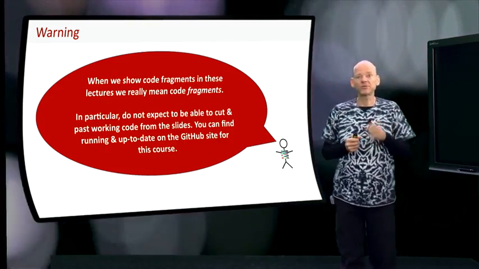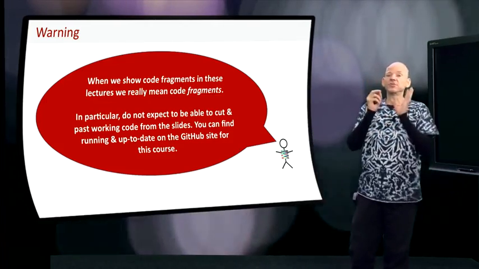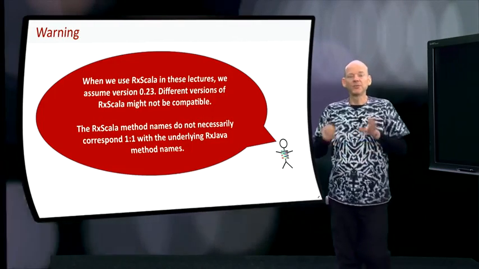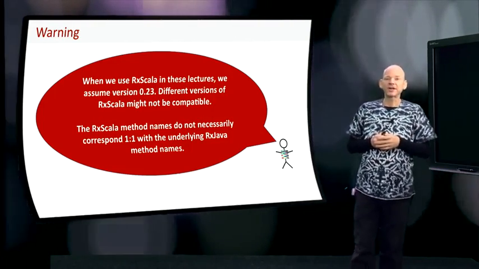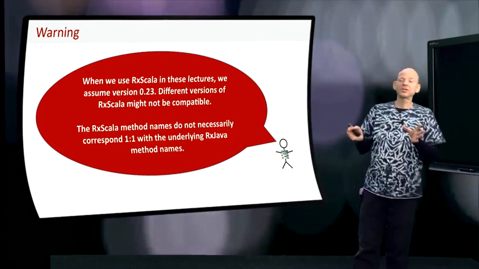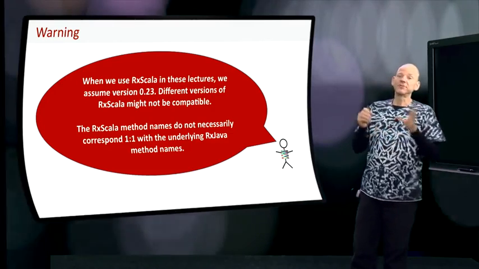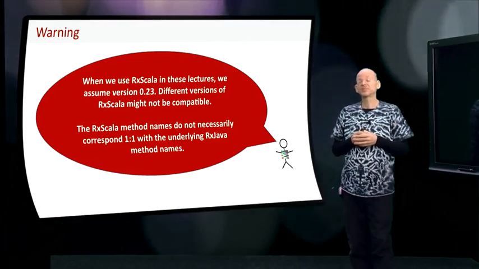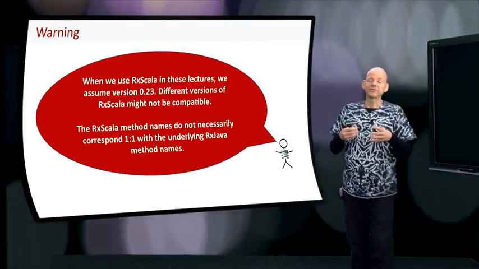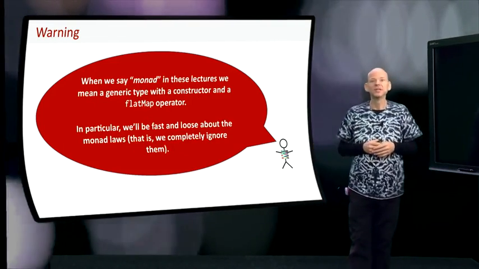Also, when we say code fragments, we really mean code fragments. So we can leave out a lot of declarations to focus on the essence. Again, the running code is on GitHub. We're using a particular version of RX Scala, 0.23 or higher. And notice that the Scala names can be different from the RX Java names. So if you look at the RX Java documentation, and in particular at the marble diagrams, sometimes the names might change. And the reason is that we wanted to make the library feel natural for Scala programmers.